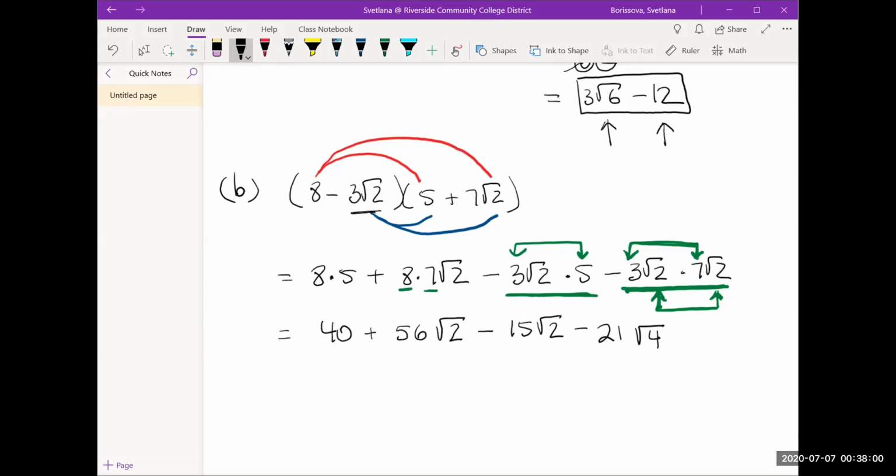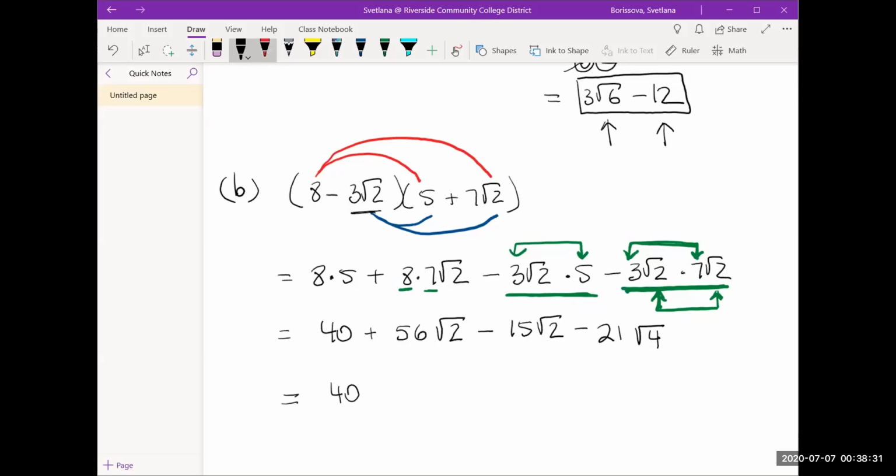Okay, and after that, we need to check a couple of things. So first, we need to check if we have any like radicals, and if we do, we need to combine them. And second, we need to double check if any radicals now can be simplified. So as you can see, now 40 is just a whole number. It cannot be combined, at least at this point. There's no other whole number here, so we'll copy that down.